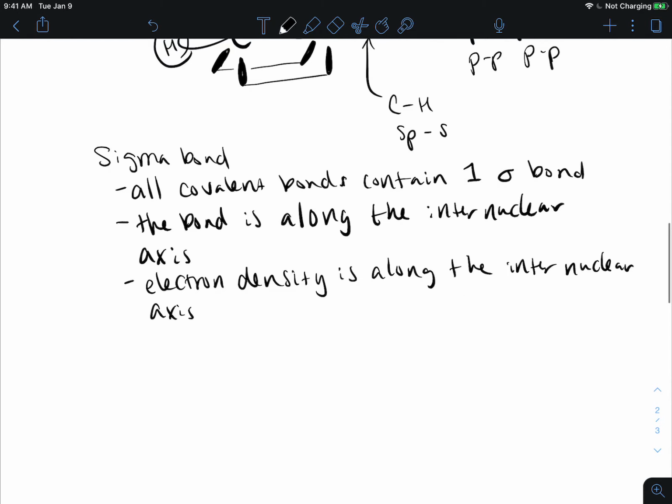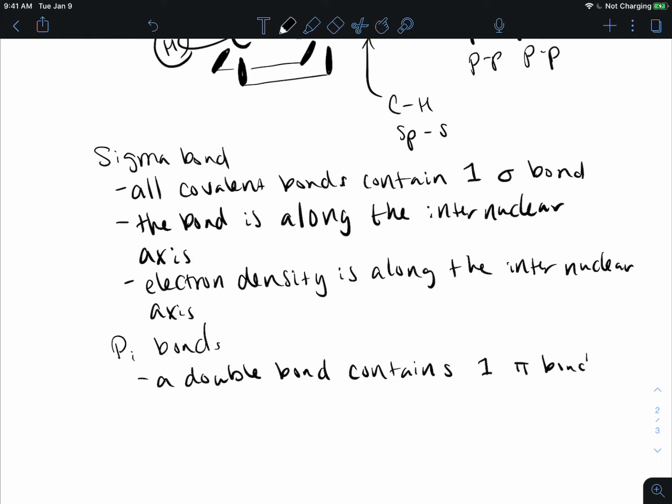And then with our pi bonds, a double bond contains one pi bond. A triple bond contains two pi bonds.